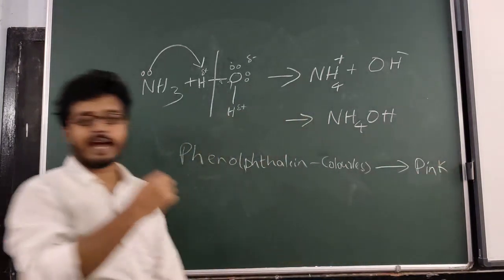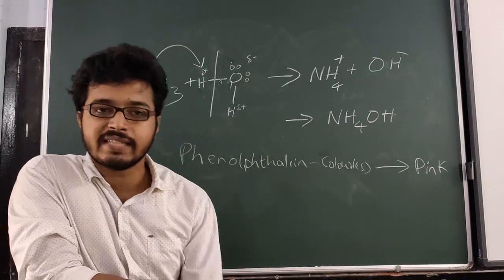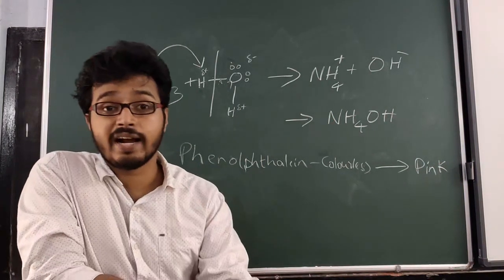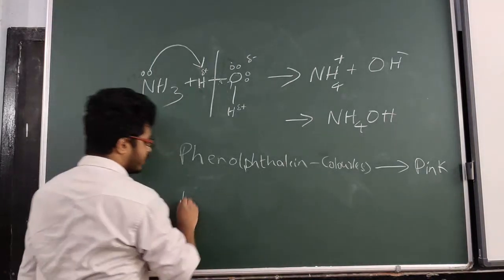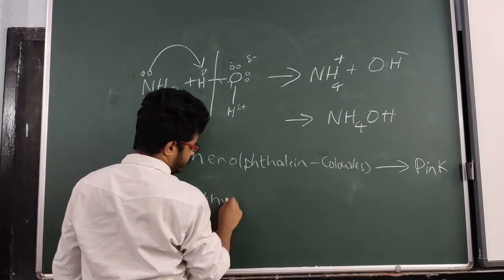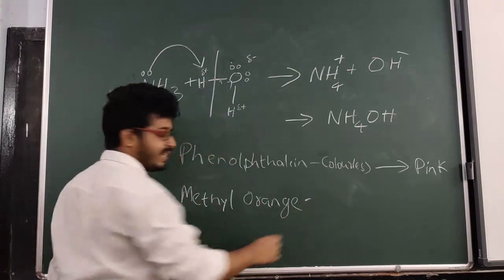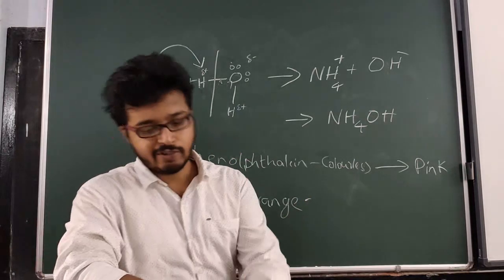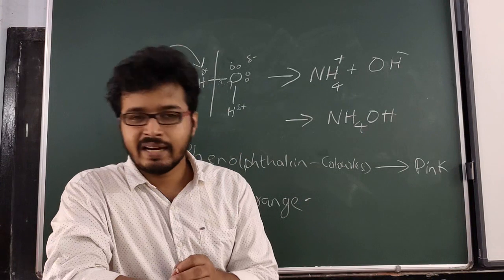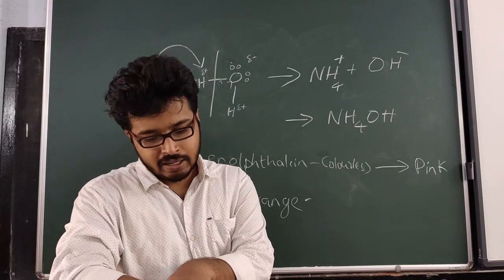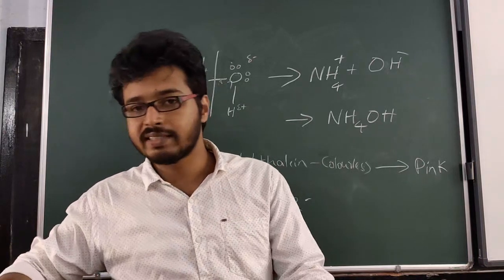So if you are adding ammonia into a solution of phenolphthalein or vice versa, you can observe a color change to pink. Okay, now what about the methyl orange? In case of methyl orange, as we have discussed before, in acidic condition it was having an orange color.